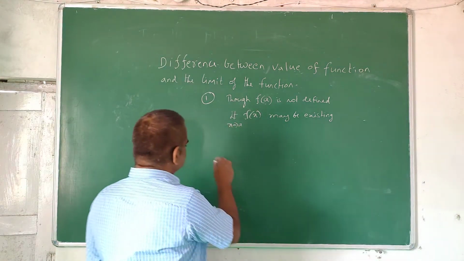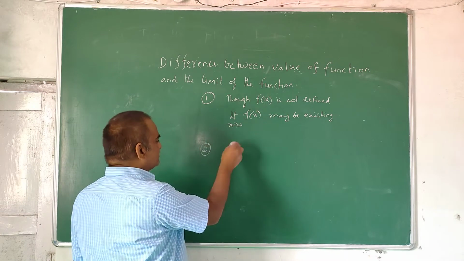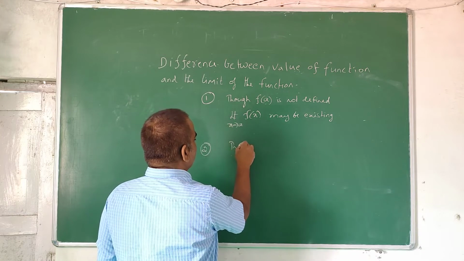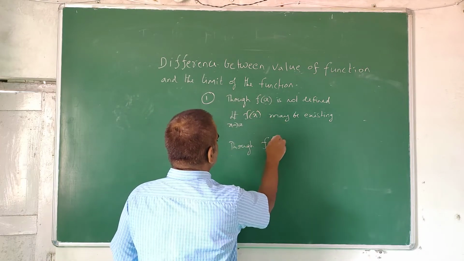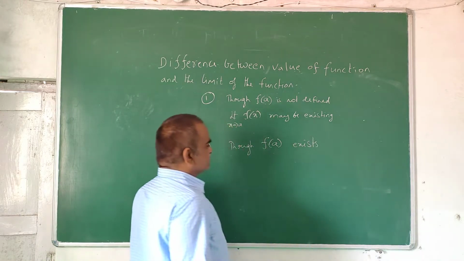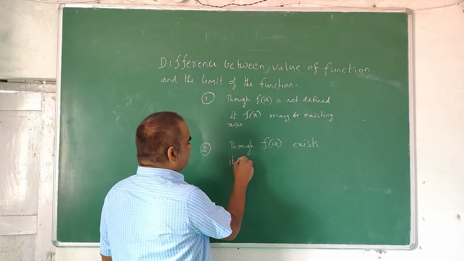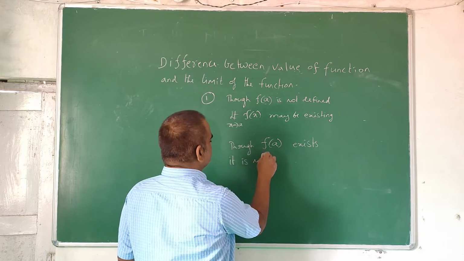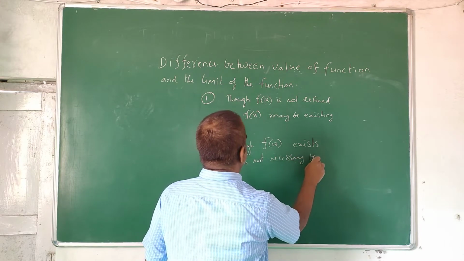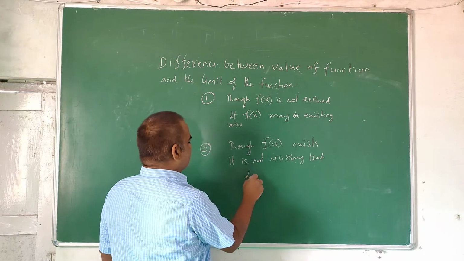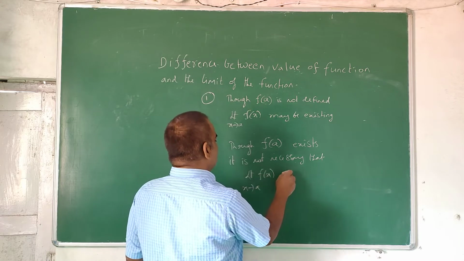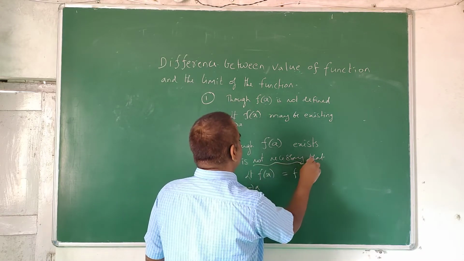Now, secondly, suppose sometimes f of a may be existing. Though f of a exists, it is not necessary that the limit of the function as x tends to a should be equal to f of a. Not necessary, I am saying.